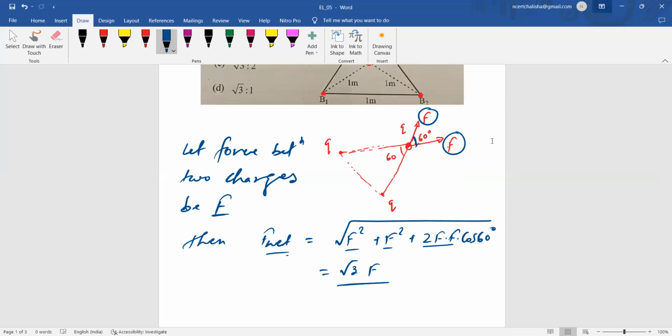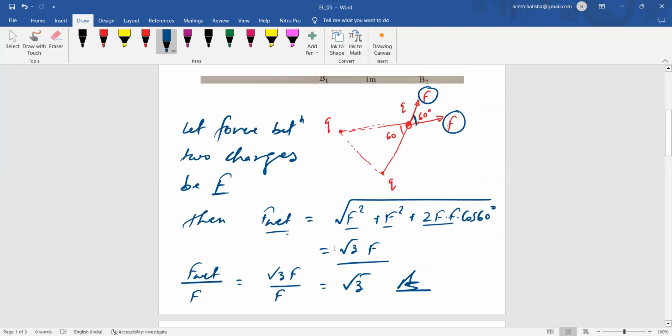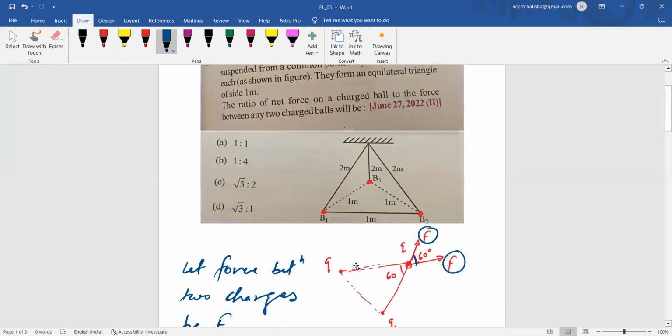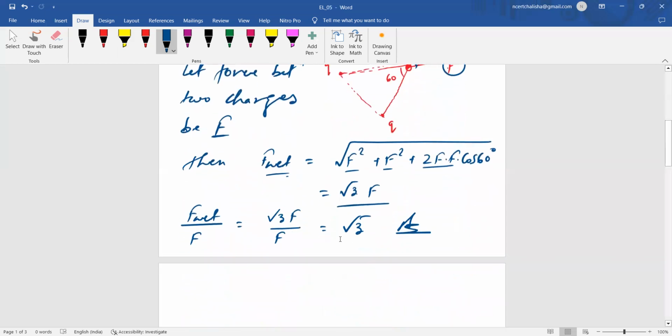The required result is asking what will be the ratio of the net force to the force between the two charges. What is the net force? The net force is root 3 F. And what is the force between two charges? It is F. So it will be root 3. I hope it is clear. Which option has root 3? We can see which one has root 3 is to 1. So here we have option D. So D will be the result. It is root 3 is to 1. That will be the result here.